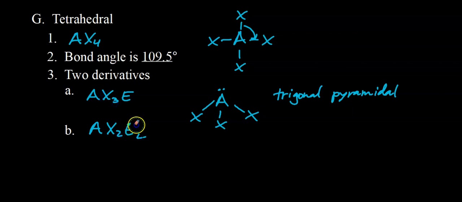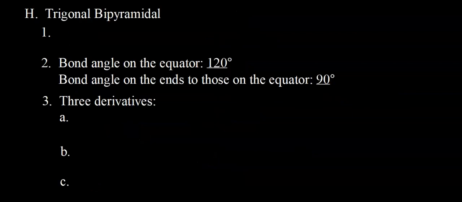Another derivative of the tetrahedral electron geometry, AX2E2. Again, we have 4 electron groups on the central atom. We have 2 bonds and 2 lone pairs. And the molecular geometry is called bent. So notice AX2E is bent, as well as AX2E2, also bent.